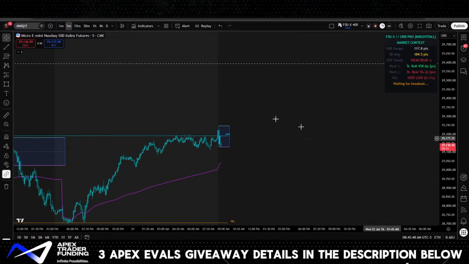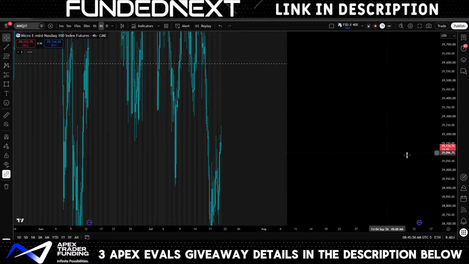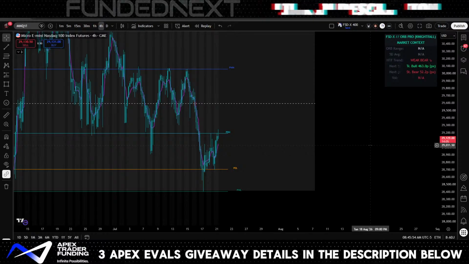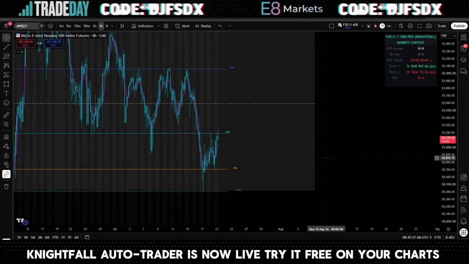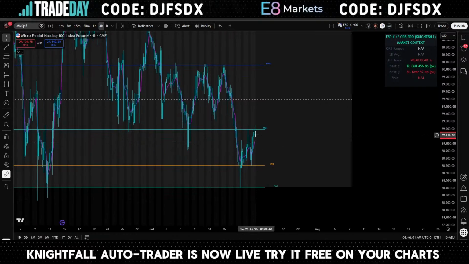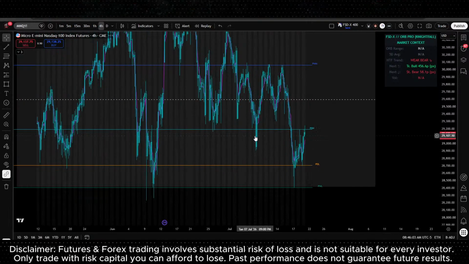How my chart looks weird. Are we rejecting? Yeah, no problem. Yeah, so this is kind of the key, or not the key. This is kind of the question: is this going to be resistance? Are we going to bounce off this?